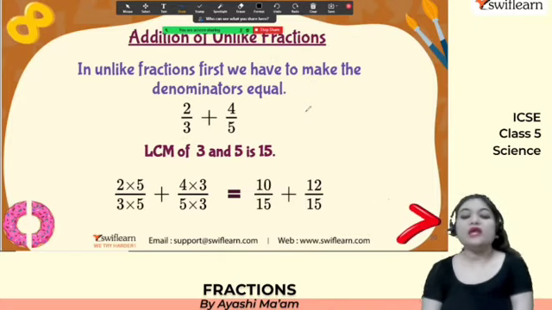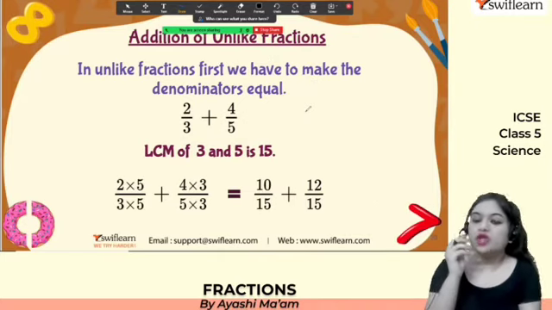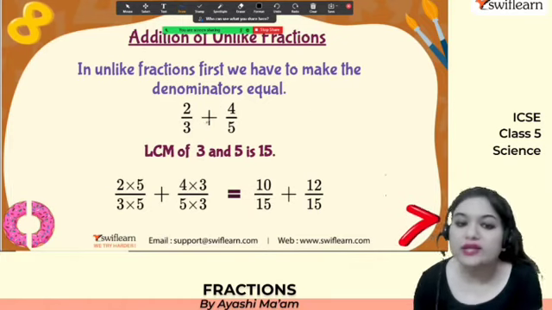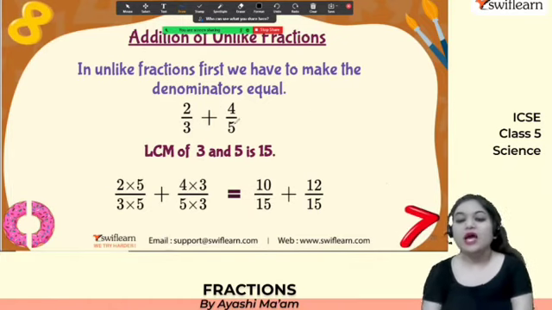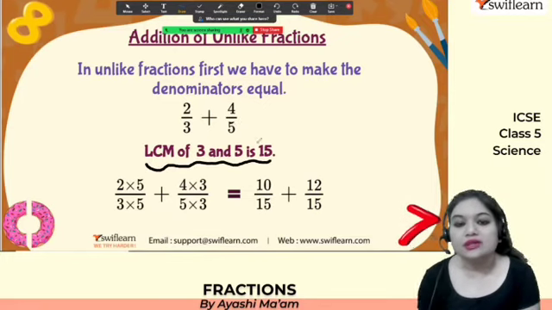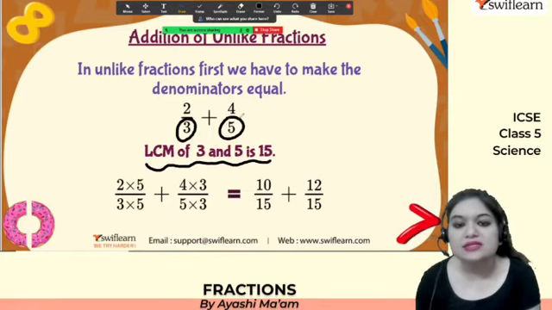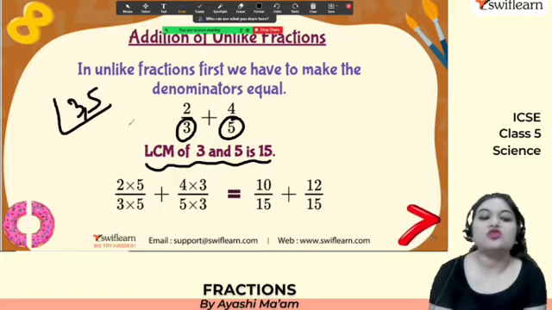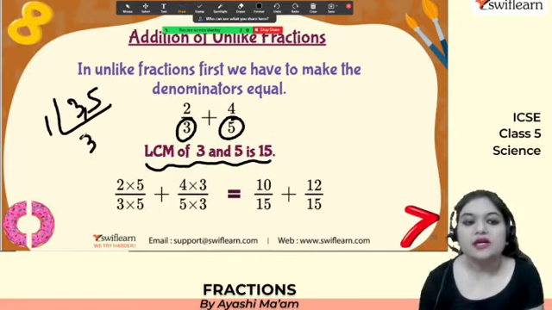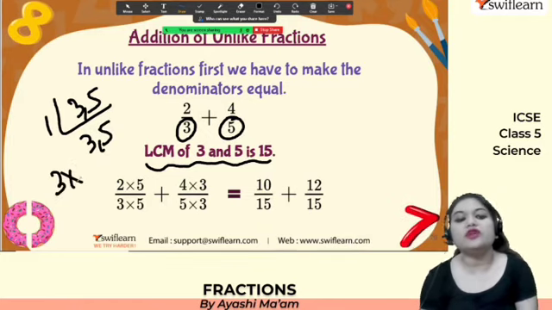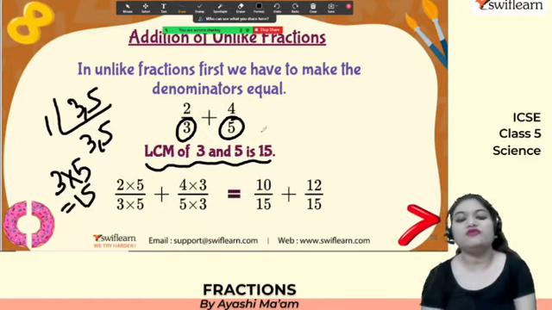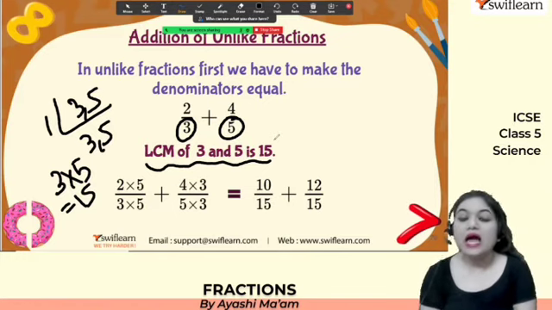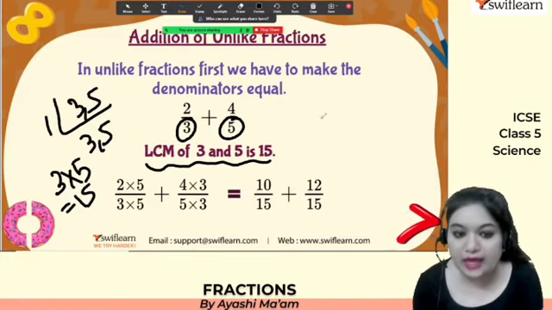Now, when you have unlike fractions, the denominators are different. So you have 2 by 3 plus 4 by 5, right? Denominators are different. So what will you do? Take the LCM of the denominators, the LCM of 3 and 5. So LCM of 3 and 5 is going to be what? 15, right? Because they have nothing in common, so it will be 3 into 5, which is 15. Now listen to me very, very carefully.